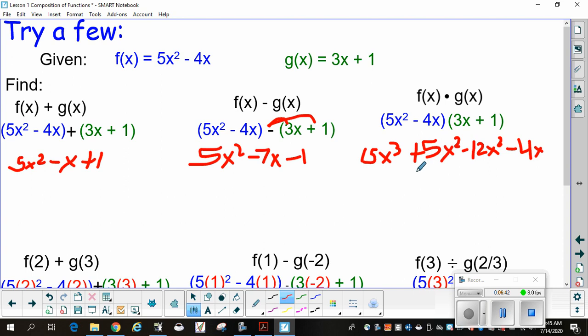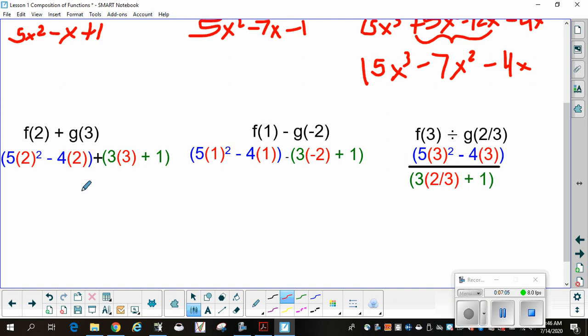Now, combining my like terms, the only like terms I have are here in the middle. So my final answer will be 15x cubed. Positive 5 minus 12 is going to be minus 7x squared minus 4x. Boom. All done.